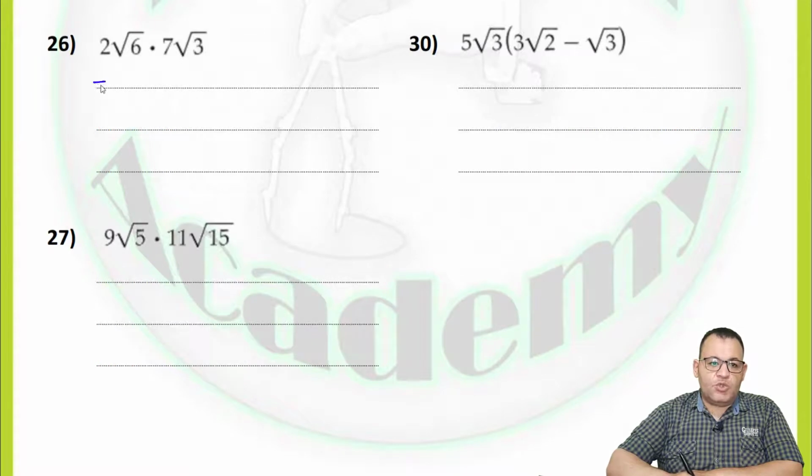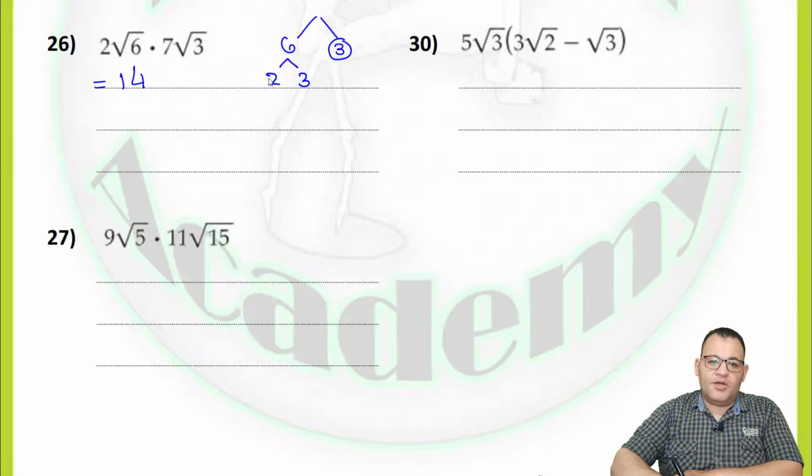At the first, 2 times 7 equals 14. Now we have 6 times 3. That's 6 and that's 3. 3 is a prime number. 6 equals 2 multiplied by 3. From each 2 similar numbers, we just make 1 outside and the single number will be under the square root.